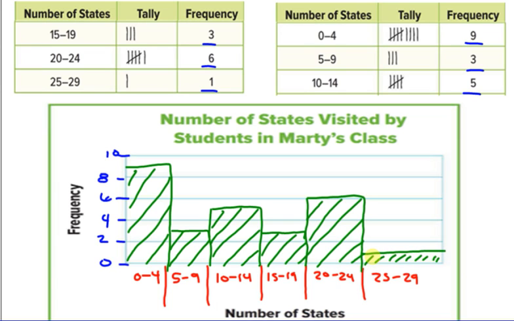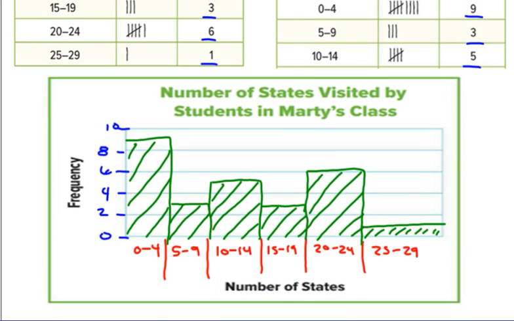And so there you go. You have your histogram. Perfect. And keep in mind that histograms, the bars have to touch each other. They have to have equal intervals at the bottom. So here 0 to 4 that's going to be 4. 5 to 9 is also 4. 10 to 14 is 4. 15 to 19 is 4. 20 to 24 is 4. And 25 to 29 is 4.